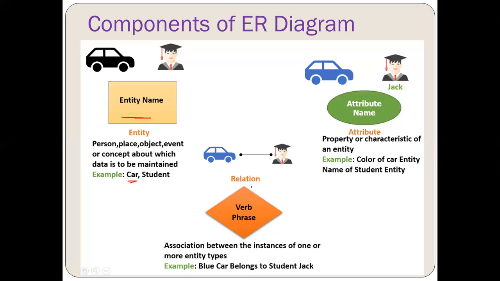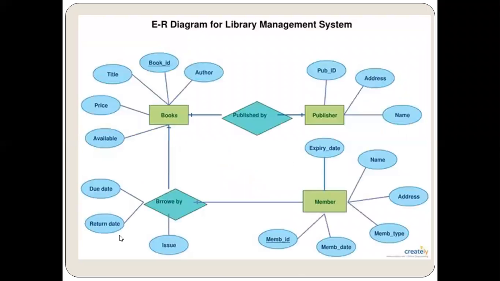Then we have the relationship. What is the relationship? A relationship is defined in a diamond box with verb phrases used. The relationship defines the association between two entities. So this is given as: blue car belongs to. I'm going to use the word belongs in this particular relationship. Fine. So this is how an ER diagram is defined.